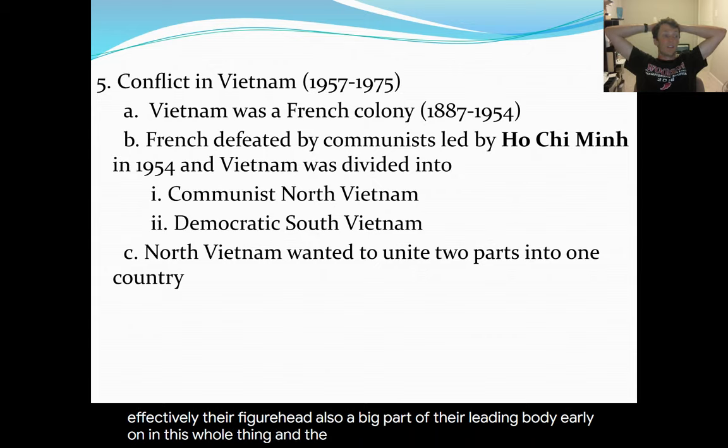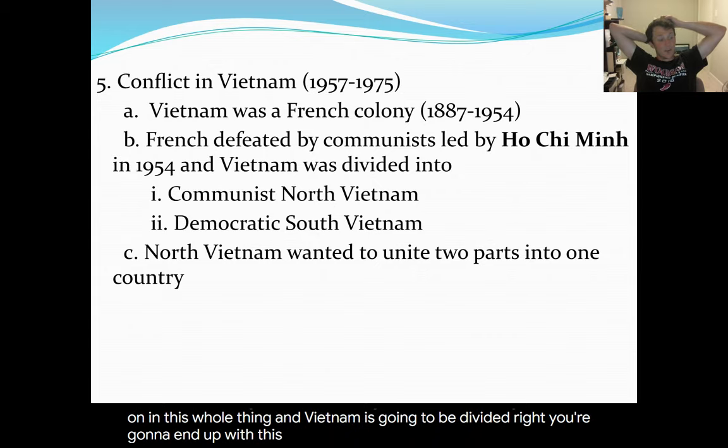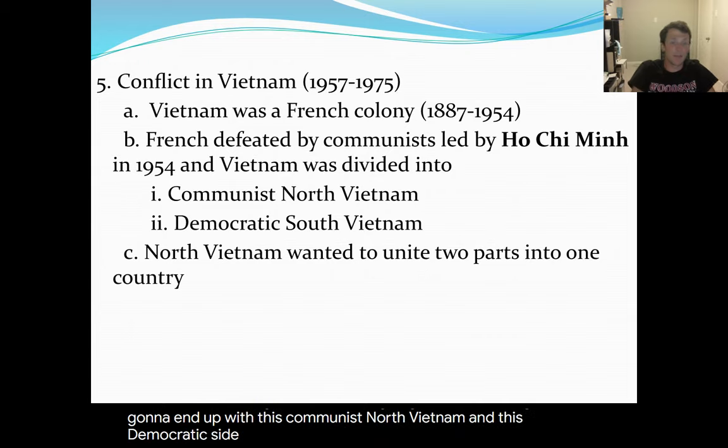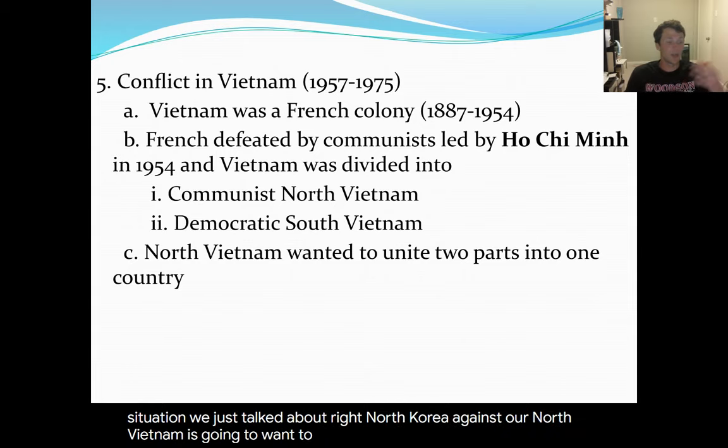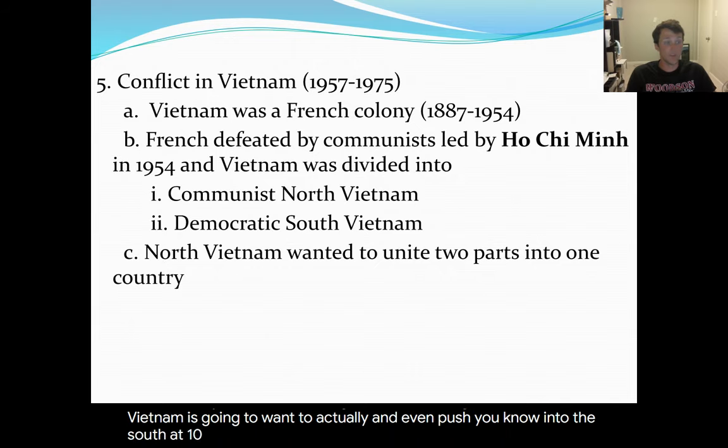And Vietnam is going to be divided, right? You're going to end up with this communist North Vietnam and this democratic South Vietnam, not so dissimilar to the Korea situation we just talked about, right? North Vietnam is going to want to actually unite these two parts into one country, and even push into the South, attempting to do so.